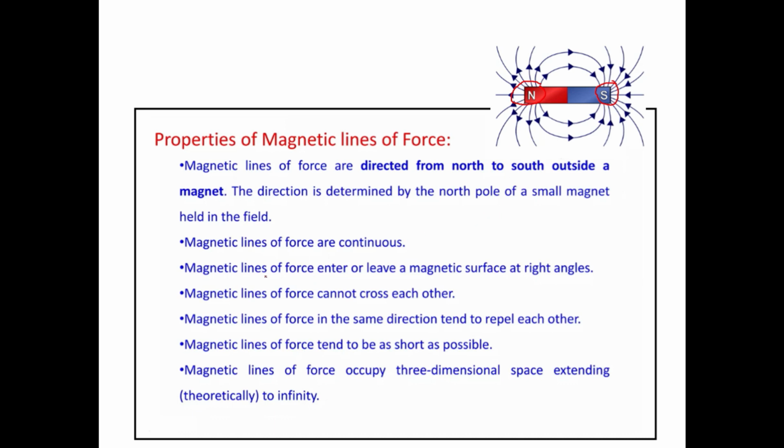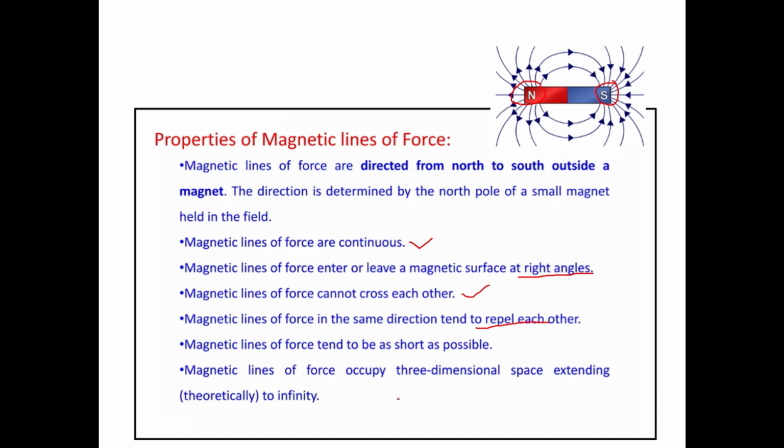See, magnetic lines of force are continuous, and these lines of force enter or leave a magnet surface at right angles, and they cannot cross each other. Magnetic lines of force in the same direction tend to repel each other. See here, that's why they have space between them, correct. They are not concentrated at one point.